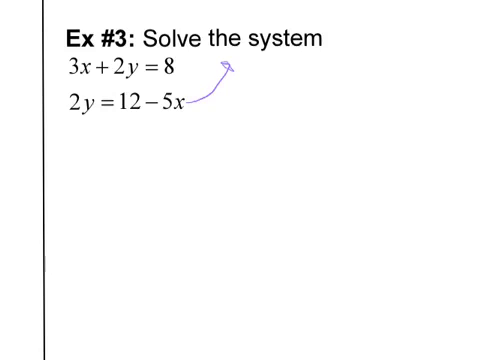I'm going to kind of just do a little arrow. So I got 2y equals 12 minus 5x. Well, first of all, I need to get that 5x to the other side. So I add 5x to both sides, and I get 5x plus 2y equals 12. Well, now look at it. I got an x, y, then a number, x, y, and the number. So looks like I'm in good shape.